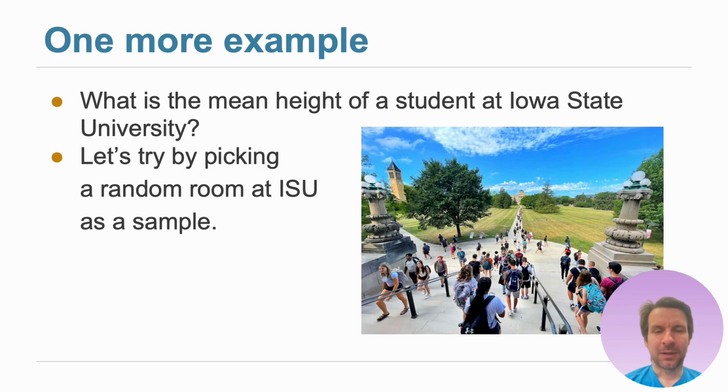Maybe you can pick a room and measure all the students in that particular room and calculate the mean and standard deviation, and then you can try to say that the true mean of the heights of the students at Iowa State University is plus or minus 1.96 deviations from the mean you calculated. And you have 95% confidence that that worked.